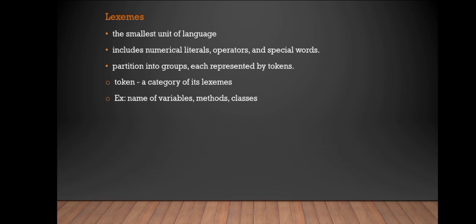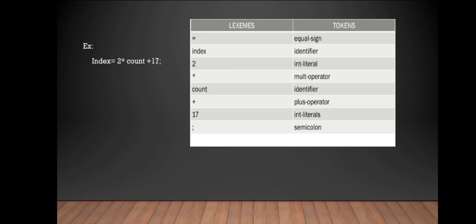Lexemes, the smallest unit of language, include numerical literals, operators, and special words, partitioned into groups, each represented by a token, a category of its lexemes. For example, names of variables, methods, classes. Another example: index equals 2 times count plus 17, semicolon.